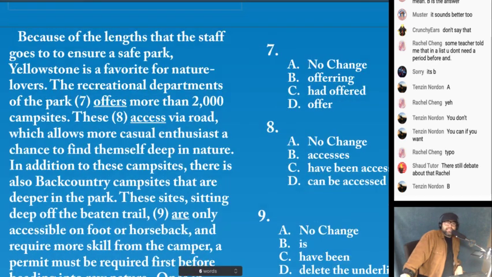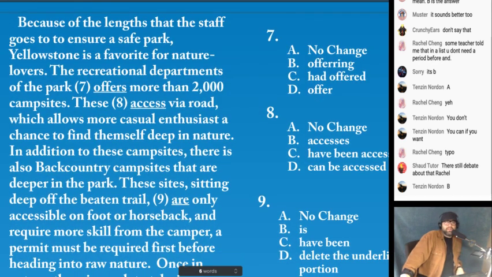Because of the lengths that the staff goes to ensure a safe park, we don't need to read this. By the way, there are around 1,600 words in a writing section. You don't need to read all of them. So the number seven, the recreational departments of the park. The noun that is doing the offering is, or are, the recreational departments. So number seven is D, offer, the recreational departments offer.